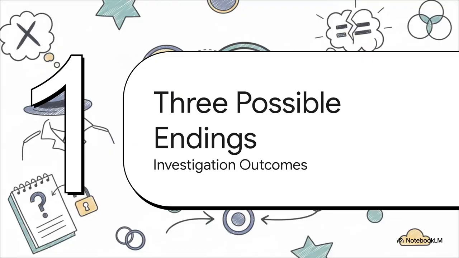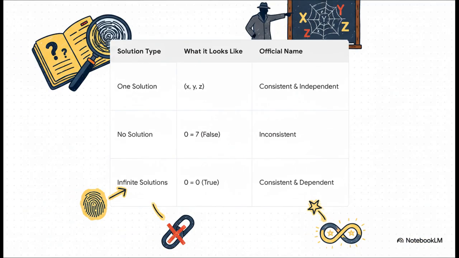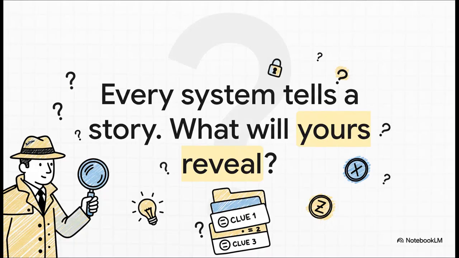So when you get right down to it, every one of these investigations you take on is going to lead to one of three possible endings. And this table here, it just summarizes the whole shebang. You'll either find that one unique solution, that's our consistent and independent system, where the planes meet at a single point. Or you'll hit a dead end with a contradiction, which tells you there's no solution. That's an inconsistent system. Or finally, you'll get an identity, which reveals an infinite number of solutions, and that's our consistent and dependent system. So, the real takeaway here isn't just about finding X, Y, and Z.